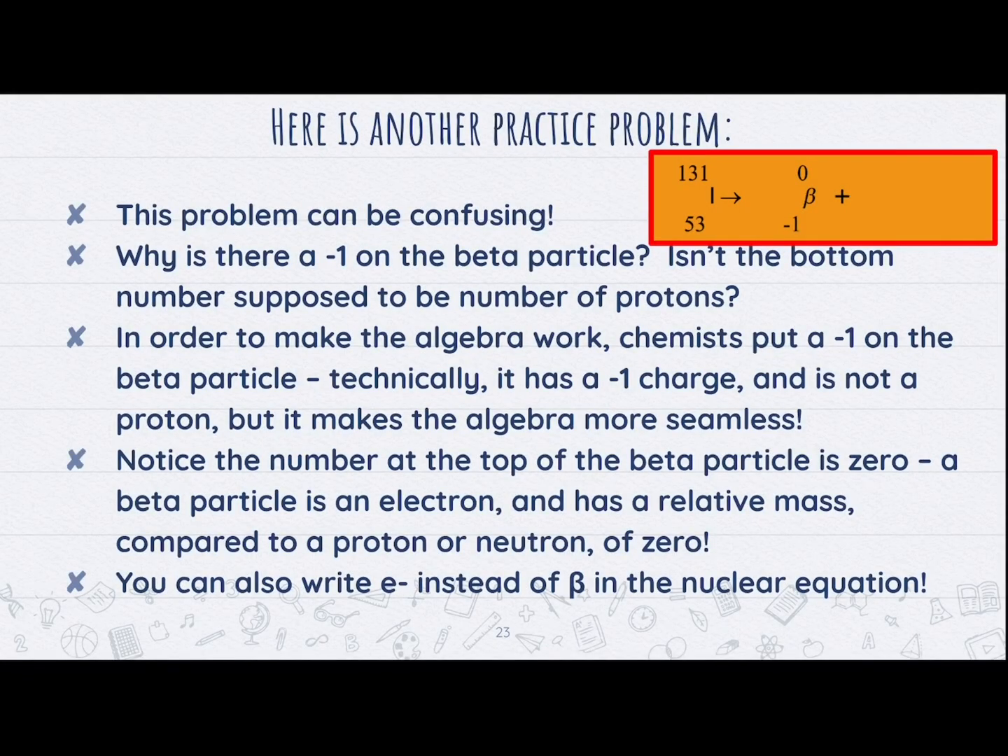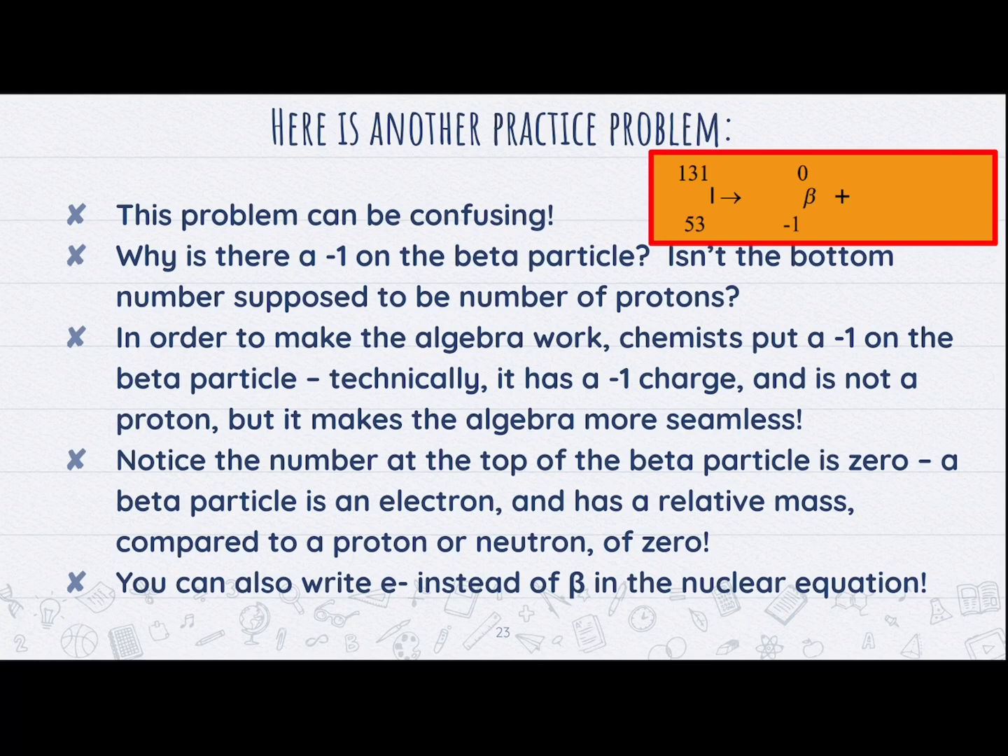So this can be kind of confusing. I have my iodine, and then I have beta, or it breaks down and has beta radiation. So in order to make the algebra work, chemists go ahead and put a -1 on the beta particle. Technically it has a -1 charge. It's not a proton, but we really just write it this way so that the algebra works out. Notice the number on top of the beta particle is a 0 because a beta particle is just an electron. It doesn't really have a mass. You can also just write e- instead of the beta symbol if you'd like to.